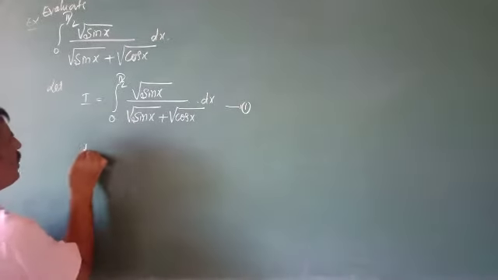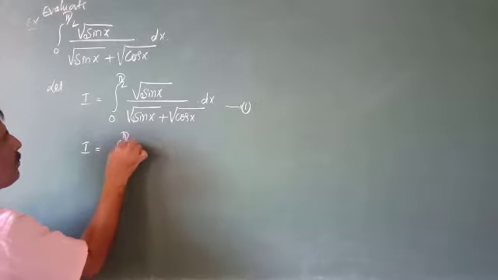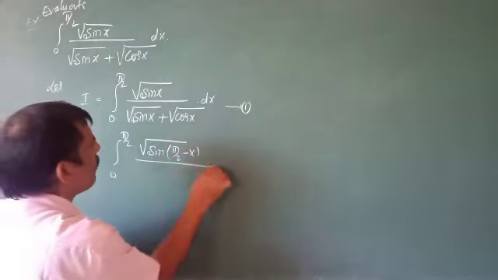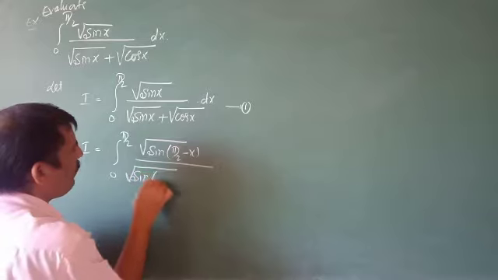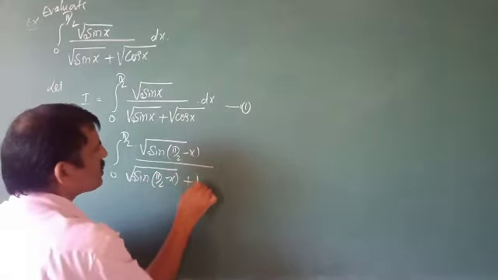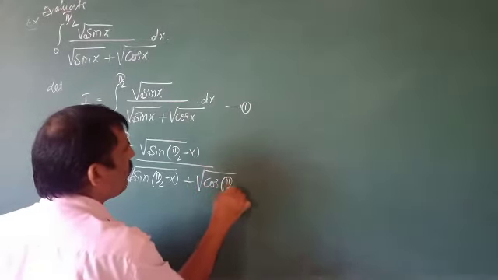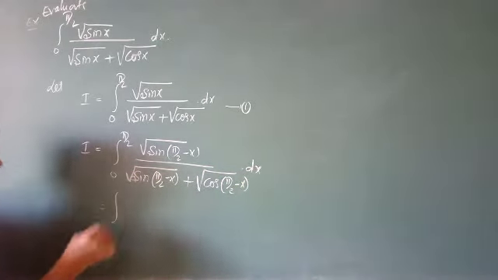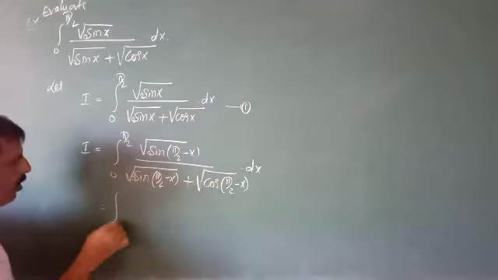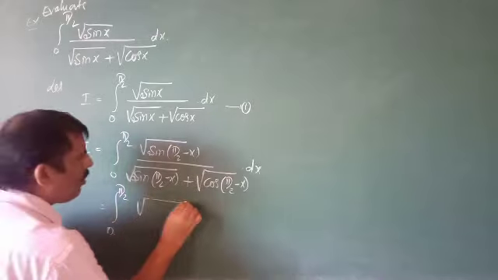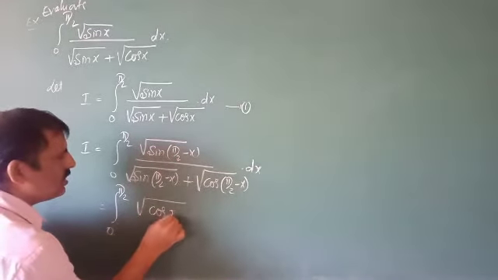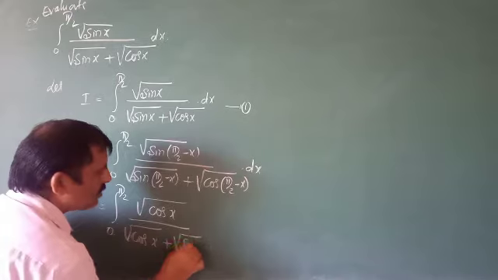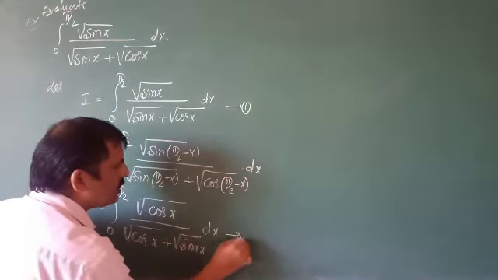So I is equal to the integral from 0 to pi by 2 of square root of sin(pi by 2 minus x) divided by square root of sin(pi by 2 minus x) plus square root of cos(pi by 2 minus x) with respect to x, which is equal to the integral from 0 to pi by 2 of square root of cos x divided by square root of cos x plus square root of sin x with respect to x. So that one is equation 2.